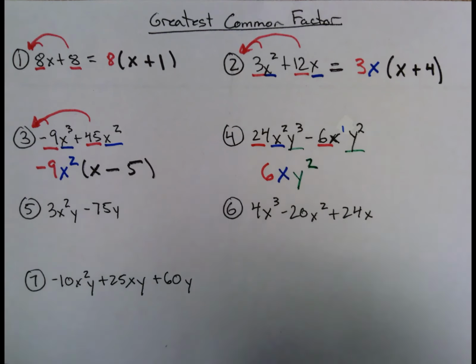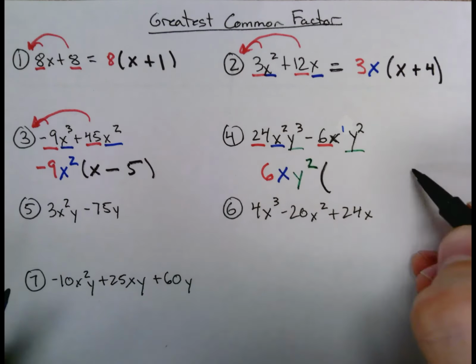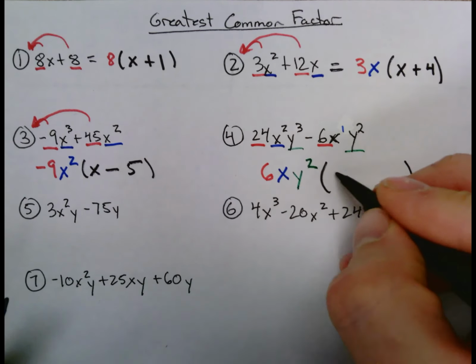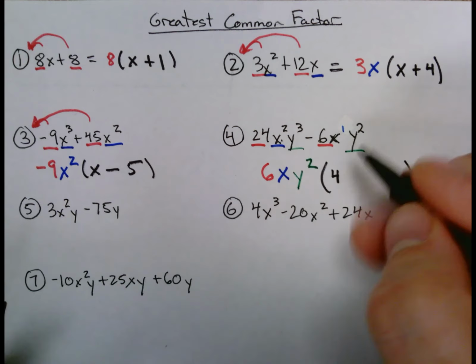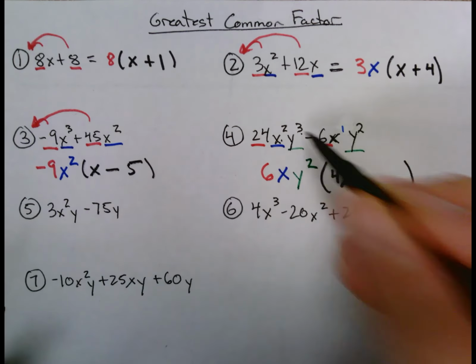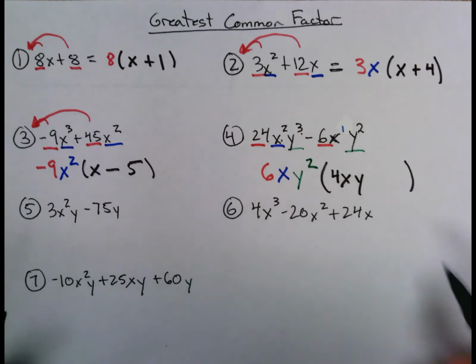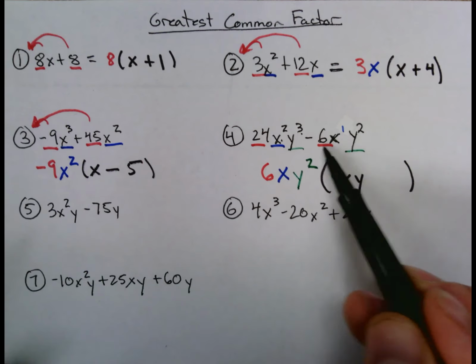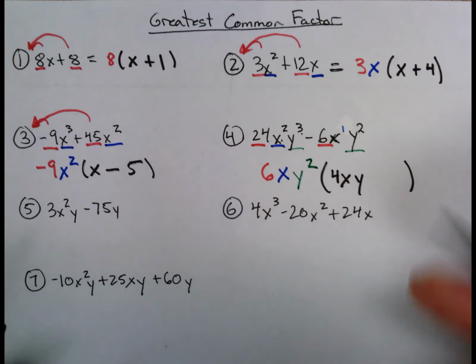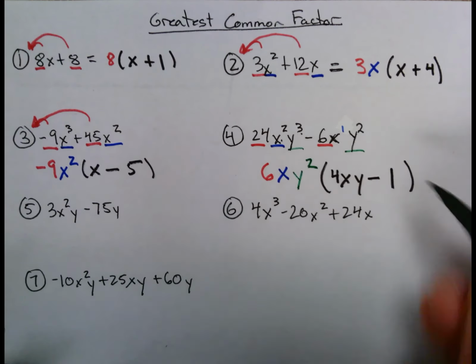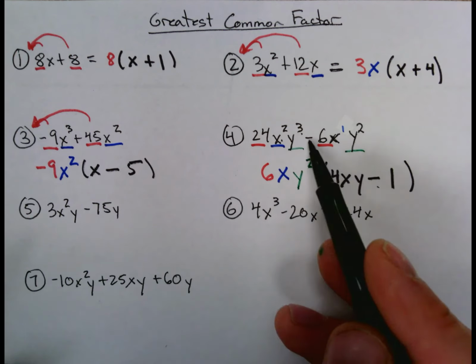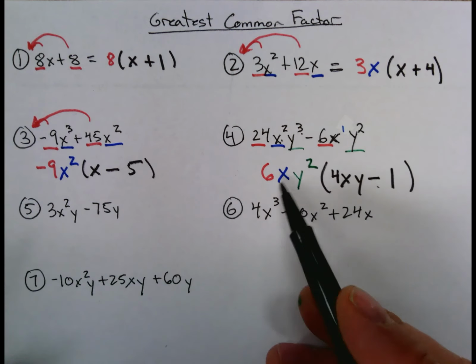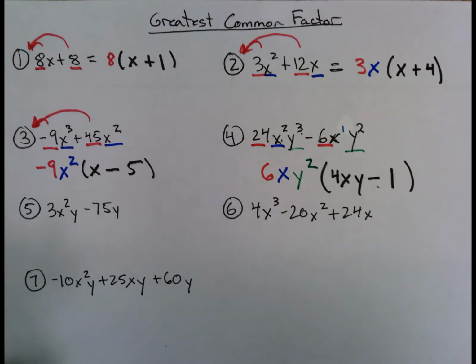So what's left after you do so: I pull a 6 out of 24, I have a 4 left. X out of x squared, I have an x left. Y squared out of y cubed, I have 1y left. And it turns out I pulled all of this 6xy squared out front. So do remember that you do need to have a minus 1 inside there in order to get a negative of that stuff. So factoring that out, you still have a 1 left.